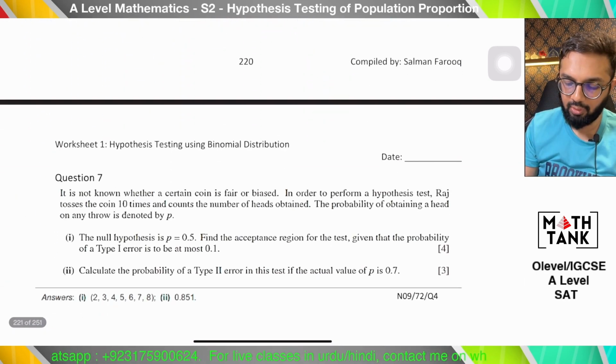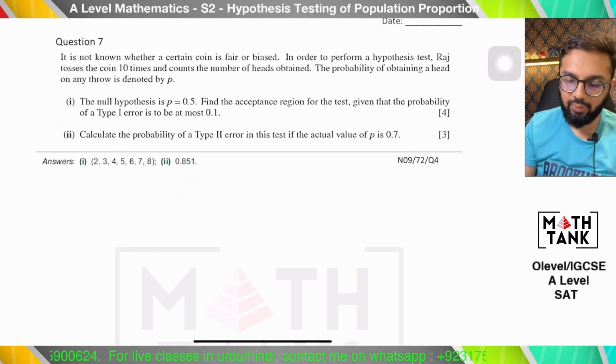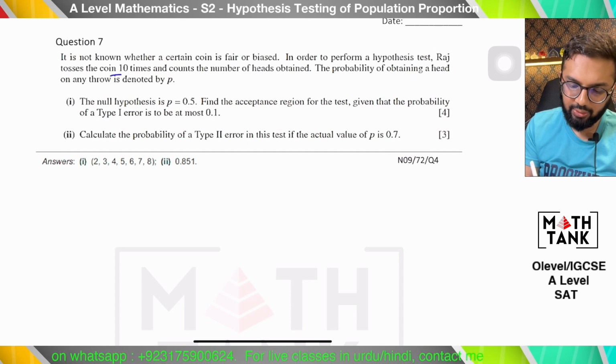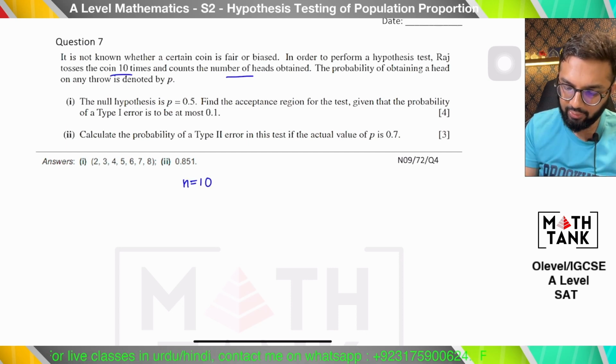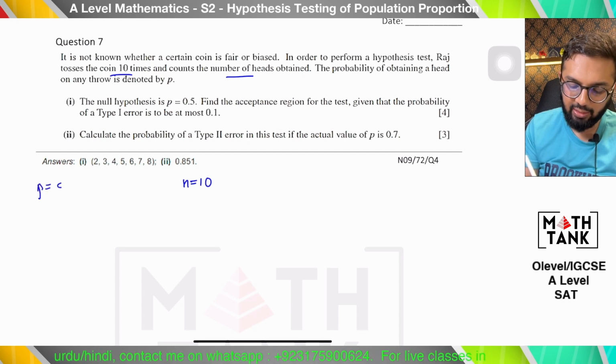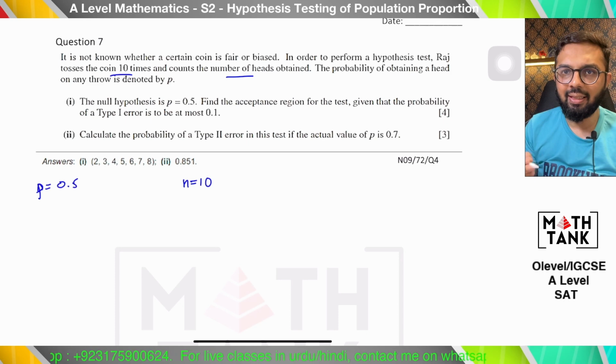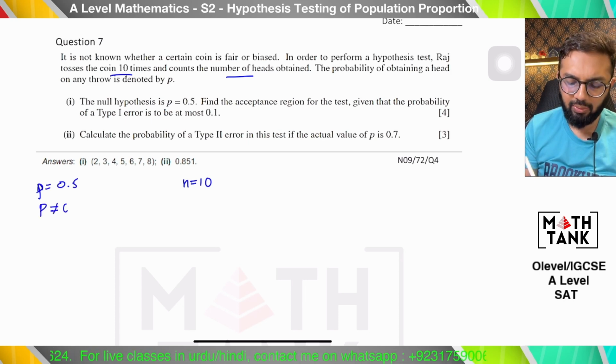Question number 7: it is known that whether a certain coin is fair or biased. In order to perform a hypothesis test, Raj tosses the coin 10 times and counts the number of heads obtained. So the probability of head is typically 0.5. Now it could be biased in either way, so P is not equal to 0.5.